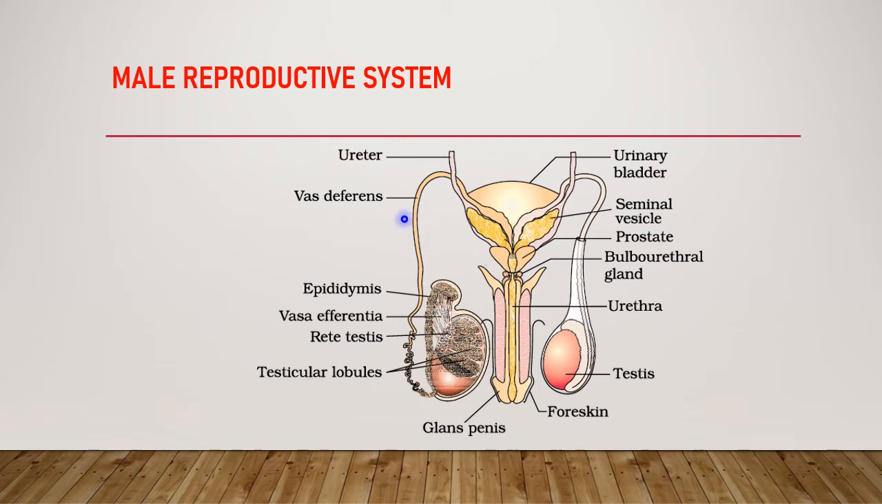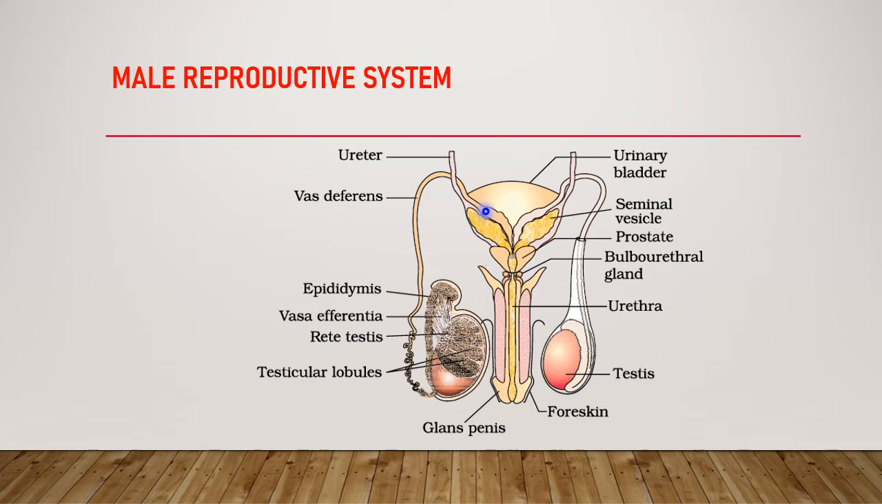Over here, this is the vas deferens. Even over here, you can see one more vas deferens. So these vas deferens are tube-like structures. These tube-like structures arise from the lower portion of the epididymis, which is the tail portion of the epididymis, and enter into the abdominal region, which is called the urinary bladder. So this urinary bladder, which is the abdominal region, is connected with the vas deferens.